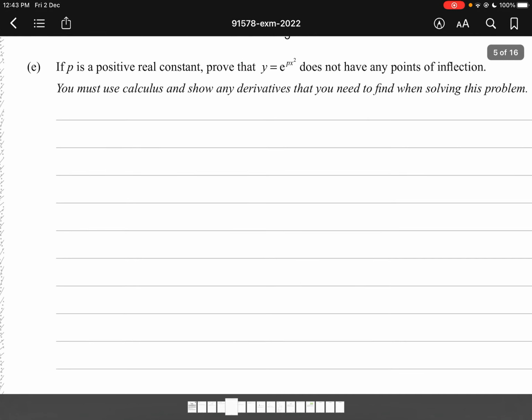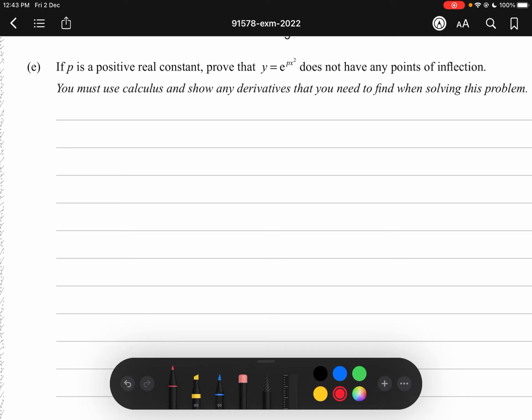Question E. If p is a positive real constant, prove that y equals e to the power of px squared does not have any points of inflection. So the points of inflection requires us to look at the second derivative, and we're setting the second derivative equal to 0. So in this case, we have y equals e to the power of px squared. So dy on dx is equal to the derivative. So the derivative of px squared is 2px, and we're going to multiply the coefficient by 2px and keep the power the same. So we're going to have 2px e to the power of px squared.